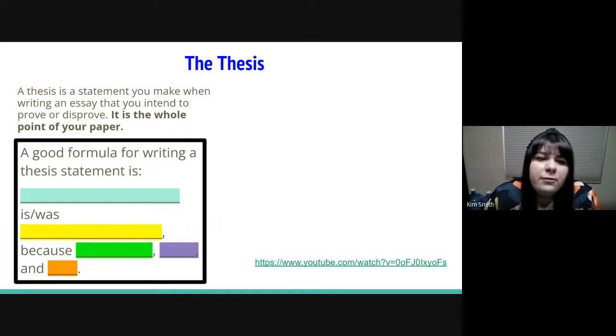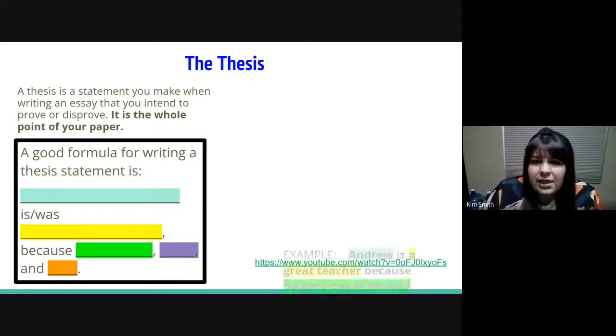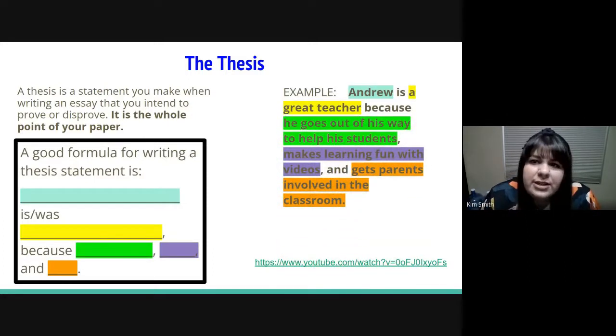A good formula for writing a thesis statement is blank is or was blank because blank, blank, blank. So as we saw in the previous slide, it is important to go to college because, and then you give your 3 reasons. So here's an example. Andrew is a great teacher because he goes out of his way to help his students, makes learning fun with videos, and gets parents involved in the classroom.